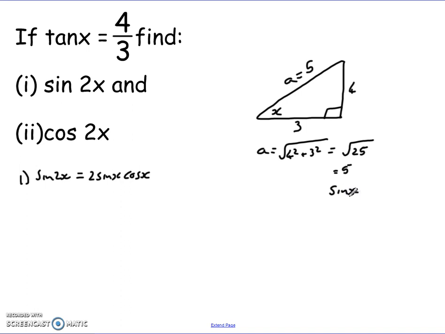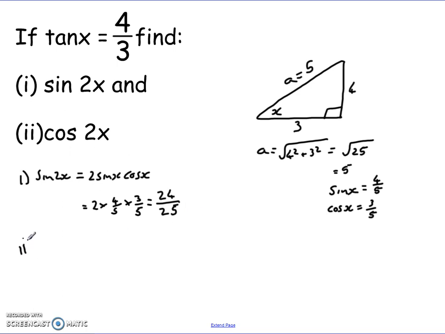So using the triangle, I can write down what sine x is, and I can write down what cos x is. SOHCAHTOA, sine is opposite over hypotenuse, so sine x is 4/5, cos is adjacent over hypotenuse, cos is 3/5. So I can substitute them in here and do 2 times 4/5 times 3/5. 2 4s are 8, 3 8s are 24. So it gives me 24 on the top of my fraction there. And then I've got 5 5s on the bottom. Excuse me, 25 on the bottom. So 24 over 25. So sine 2x is done this way.